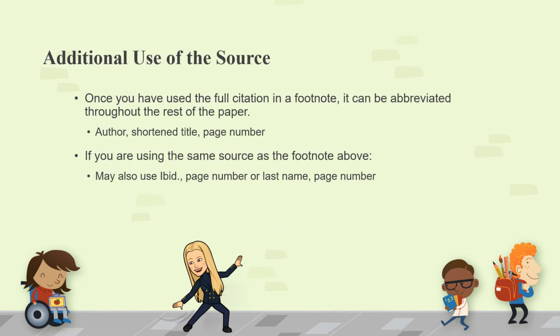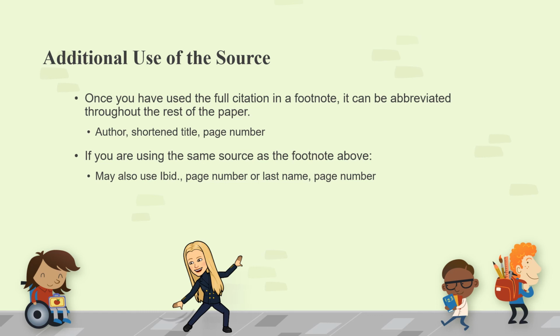So once you've used the full citation in a footnote once, it can be abbreviated throughout the rest of the paper. So if it's an author, you just put the author's last name, you shorten the title, and add a page number. And you can do this anytime you use that source again.